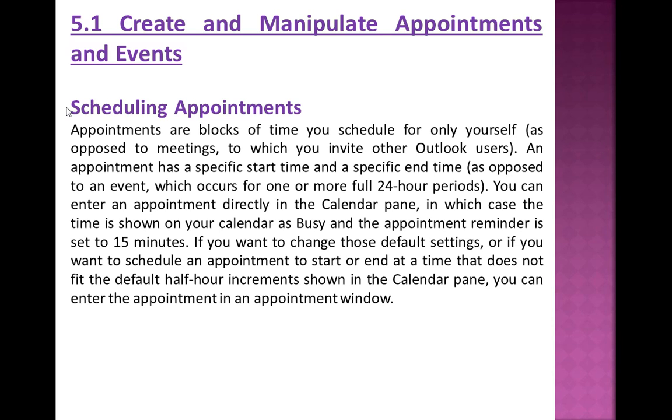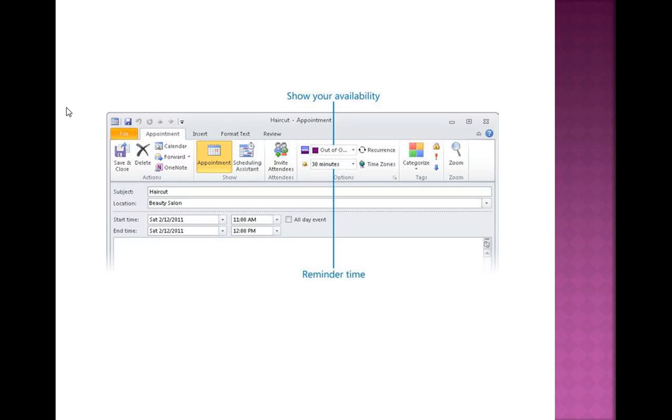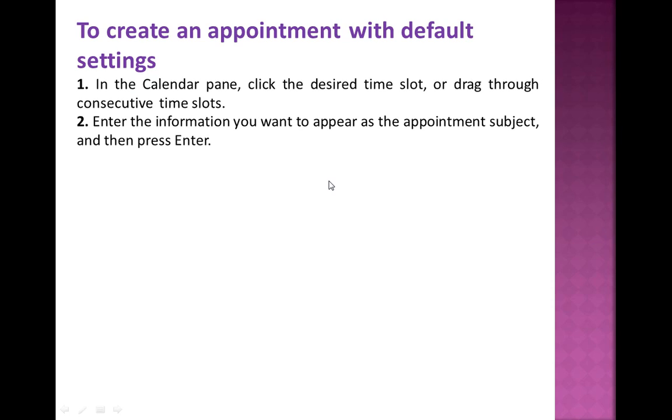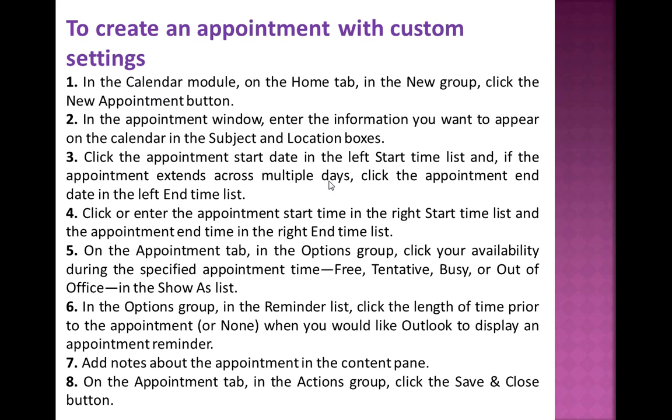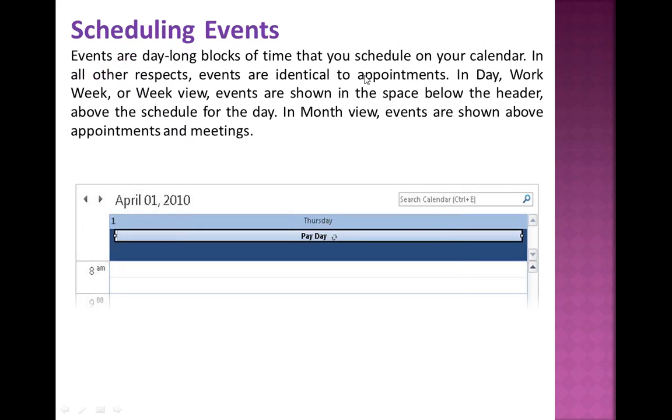5.1 is create and manipulate the appointment. We have discussed how to schedule the appointment, how to schedule the meetings, or how to schedule the events. This is a scheduling box. You can schedule the events, you can give the reminder time, you can create the appointment. You can create the appointment with custom setting. This is the default setting, then custom setting, then how to schedule the events.